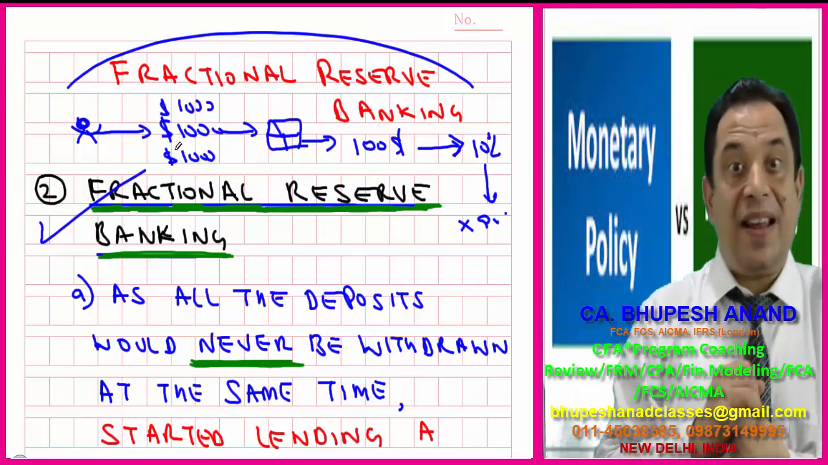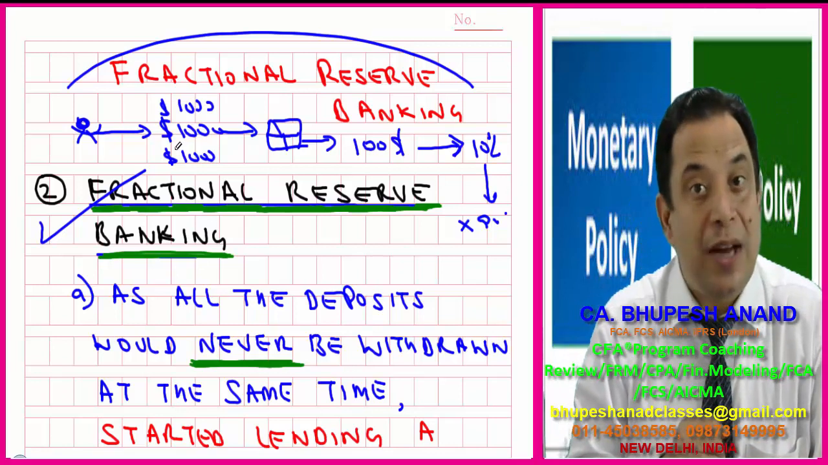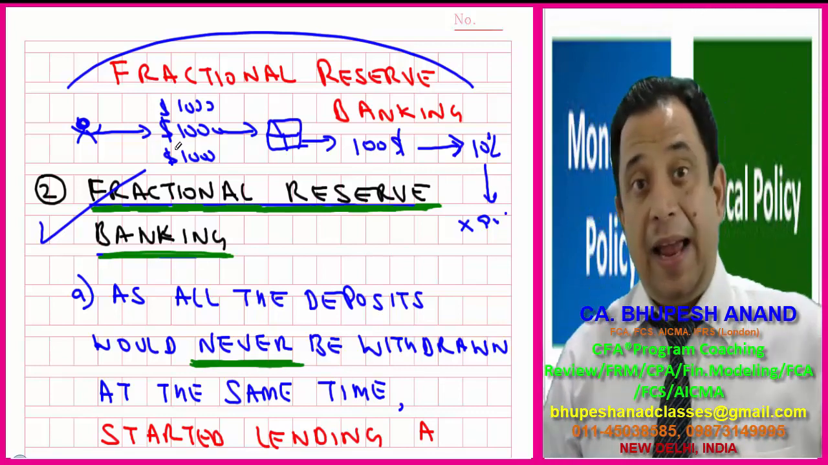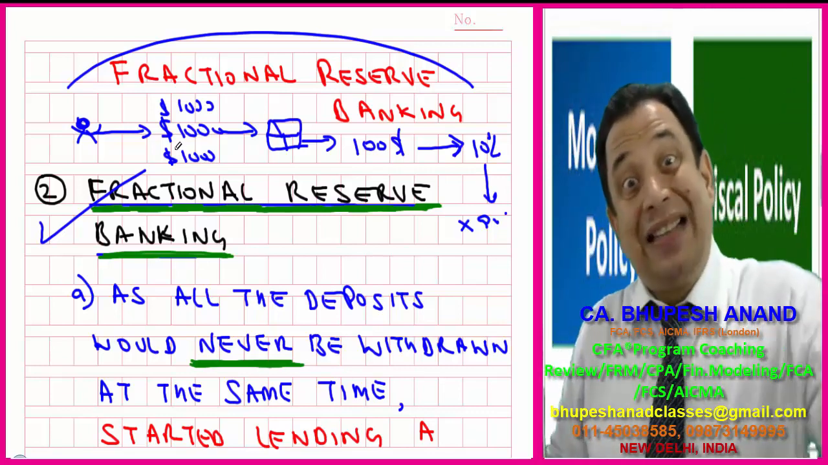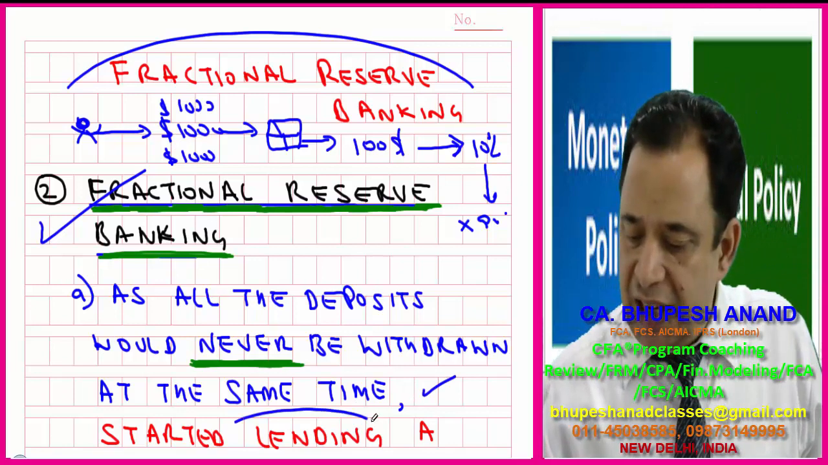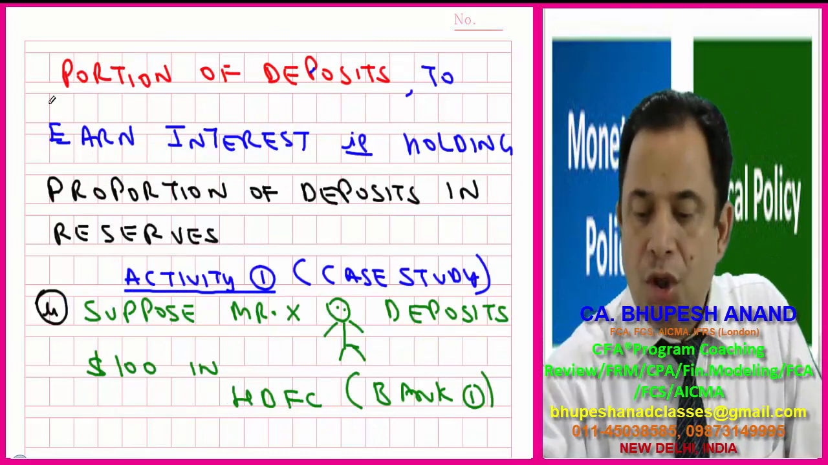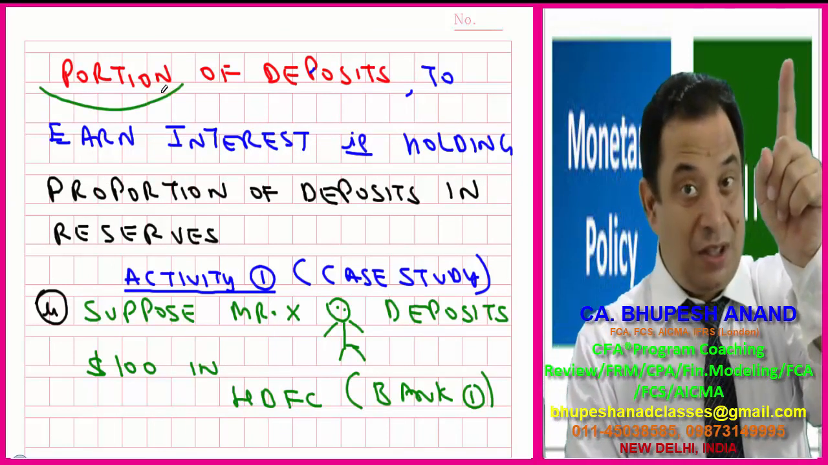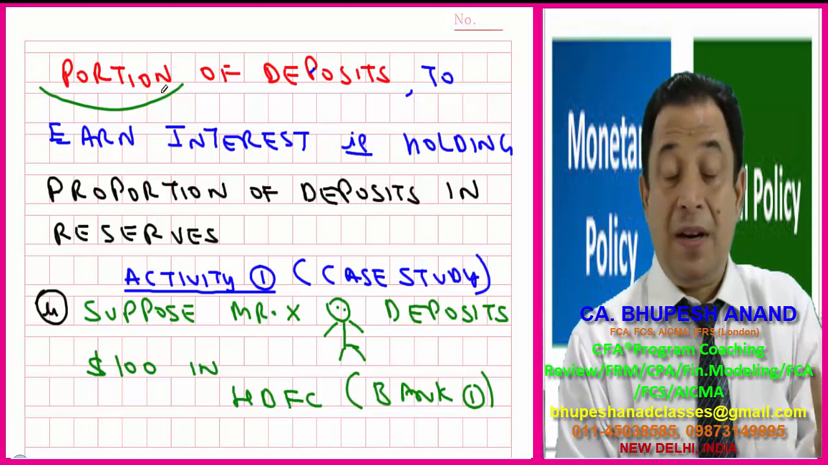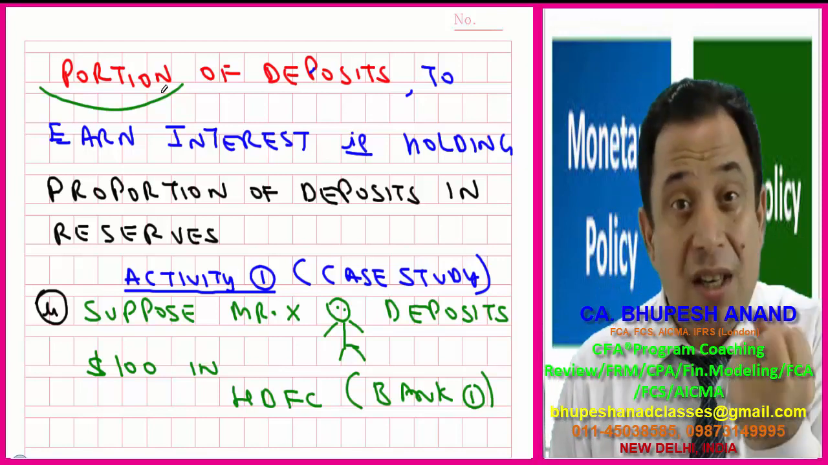fractional reserve banking? I have just told you that all the deposits made by deposit holders will never be withdrawn at the same time. So banking companies started lending a portion of deposits. It was not 100% of the deposits which they received. Rather, they have to retain something as per the policy rates of the central bank. For example, in India, the Reserve Bank of India has some policy rates, and as per that policy rate, the banking company has to make some reserves.